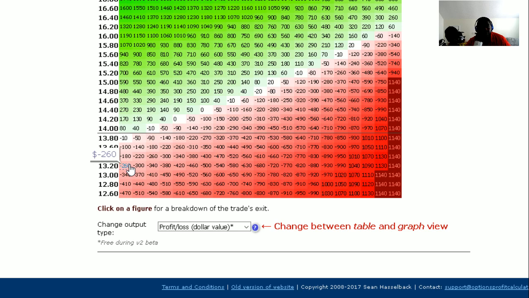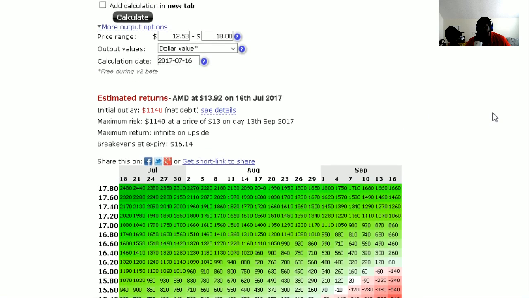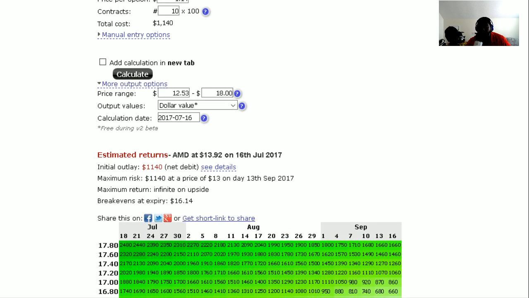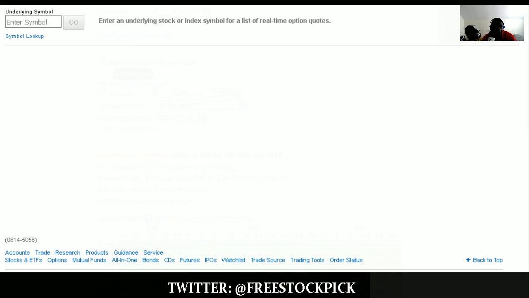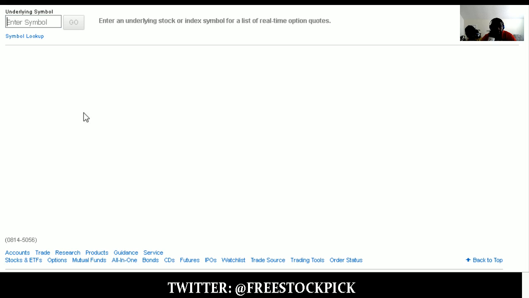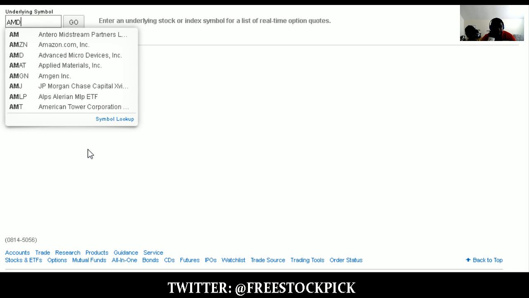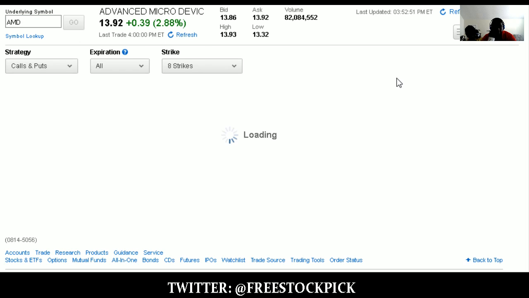So let's go back now to our platform because we're ready to buy this thing. We're excited. We think this can go really, really high. We're excited about this option now. Let's go take a look at what we got to do to buy it. So now we're going to go to our platform, whatever platform it is you use. You're going to go to AMD. All right. Pulling up the chart.